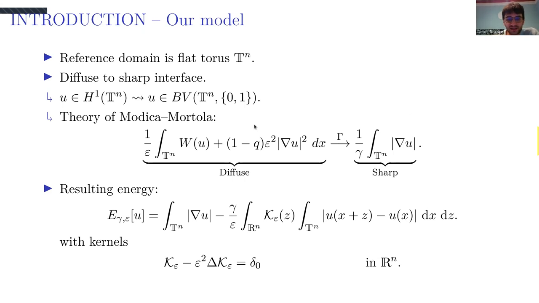And what you can see here is, if you just factor this 1 over 1 minus Q, you can get another factor here, which I call gamma. Gamma is related to this parameter Q here. If you do this, we have a resulting energy of the kind I was presenting you in the beginning. So this term right here is now the Cahn-Hilliard type energy, which is replaced by the sharp interface term, and this non-local interaction right here is the non-local interaction we saw earlier.